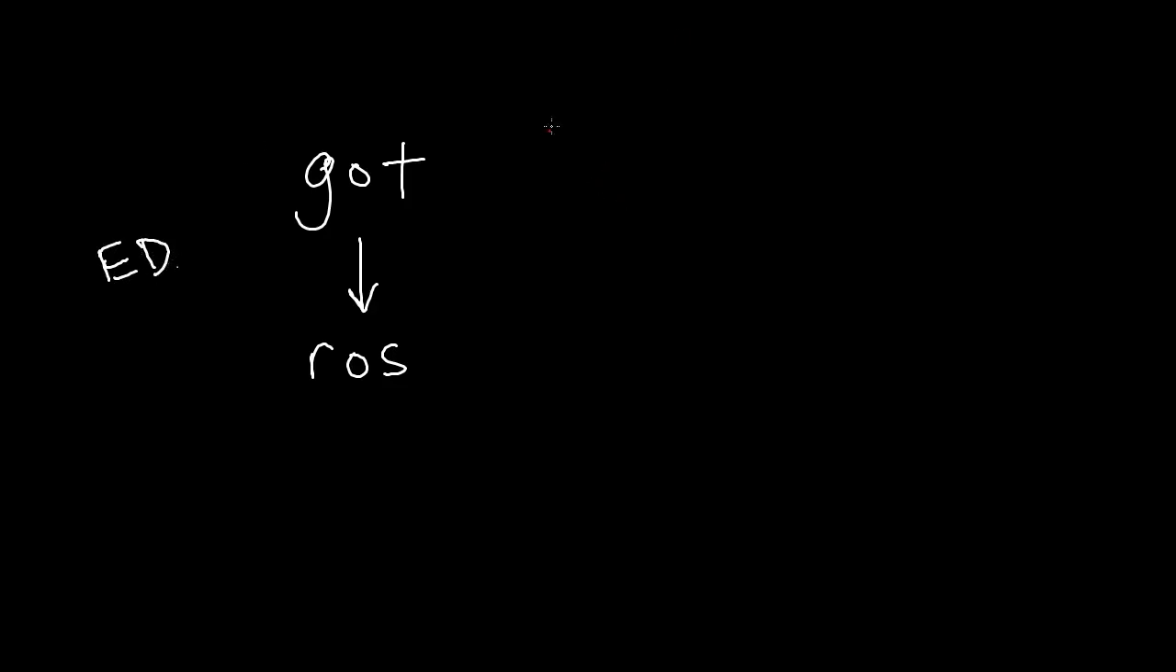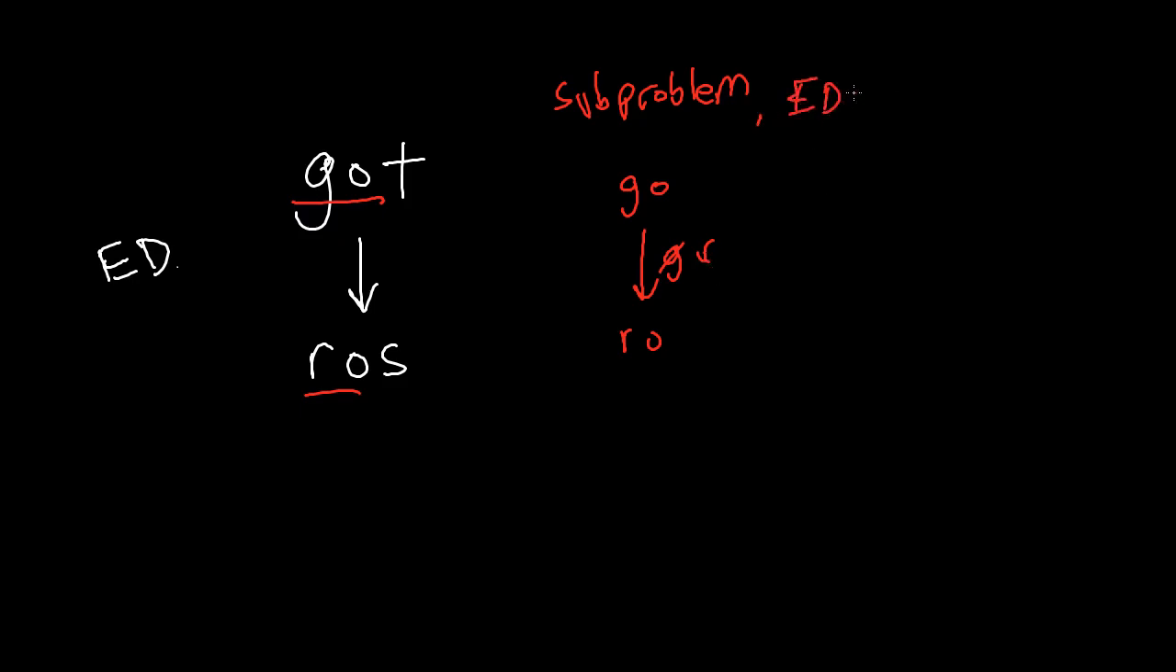And suppose we know the solution to a subproblem already, and in this case, our subproblem will be from go to row. So we already know how to go from go to row. And in fact, if we try and solve it, all we have to do here is replace this g with an r. So that means this has an edit distance of 1. Okay, so how do we use that to solve this original question?